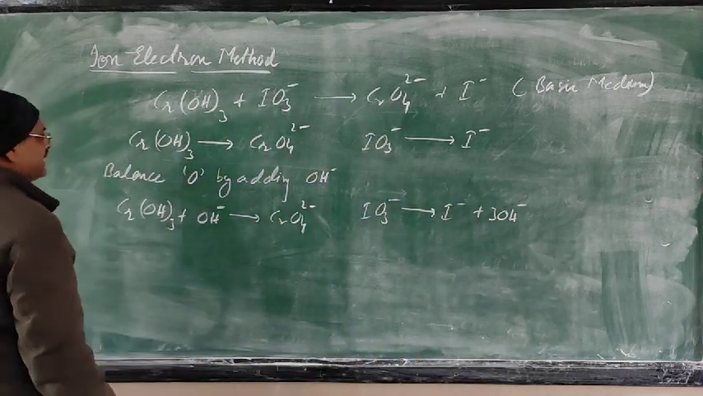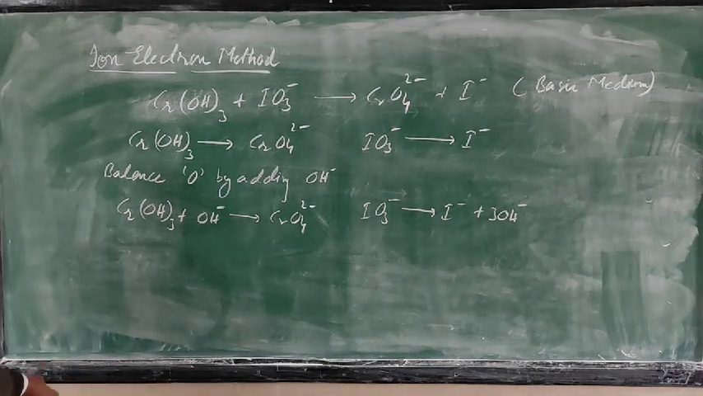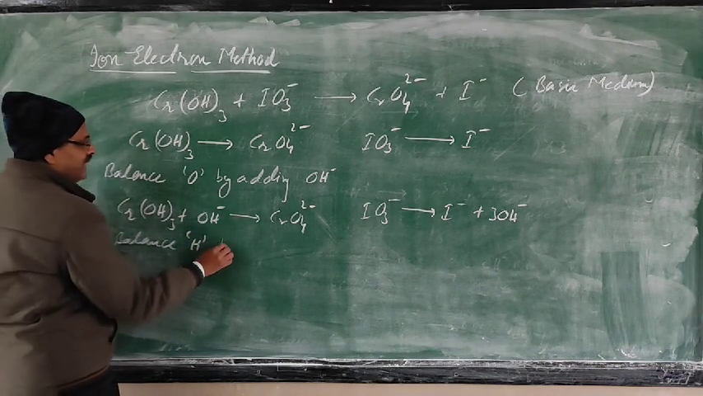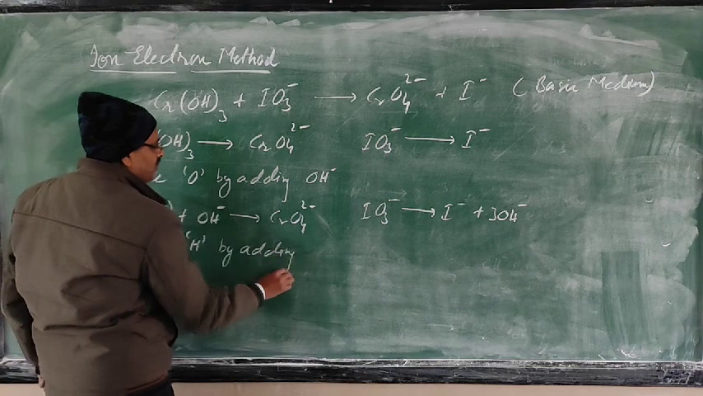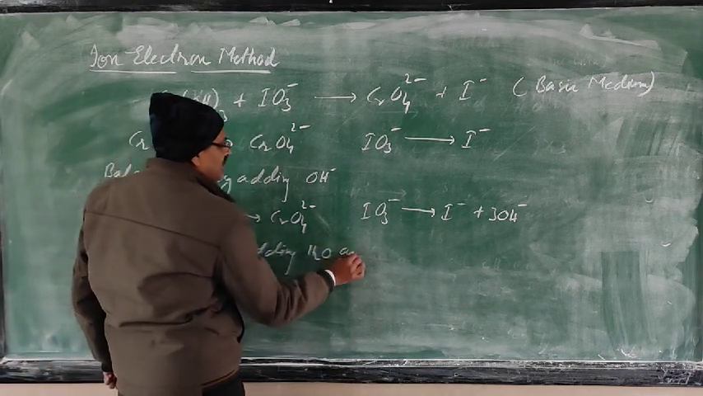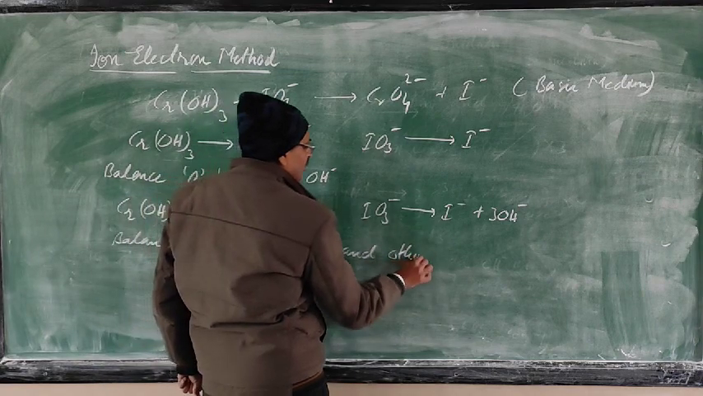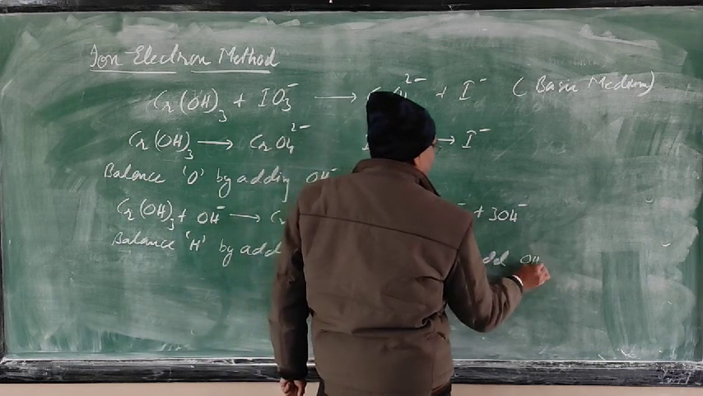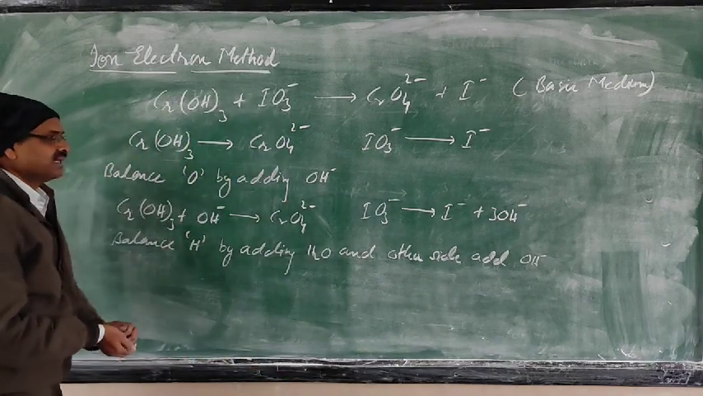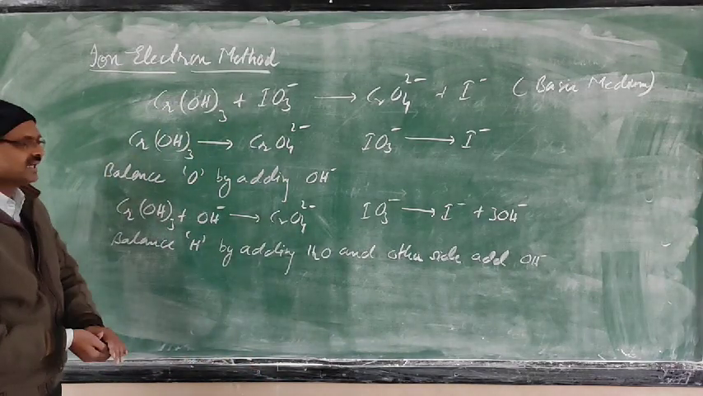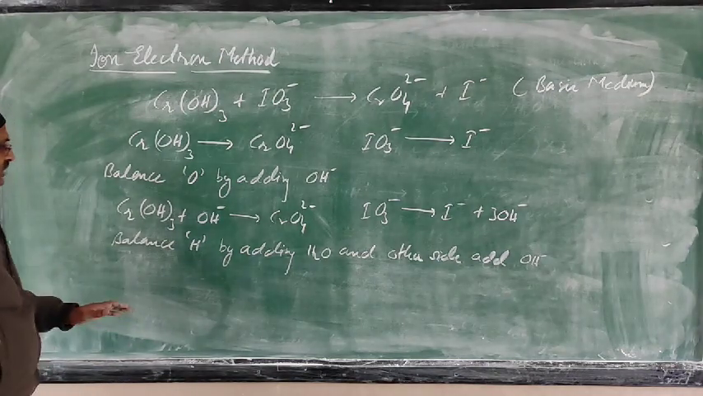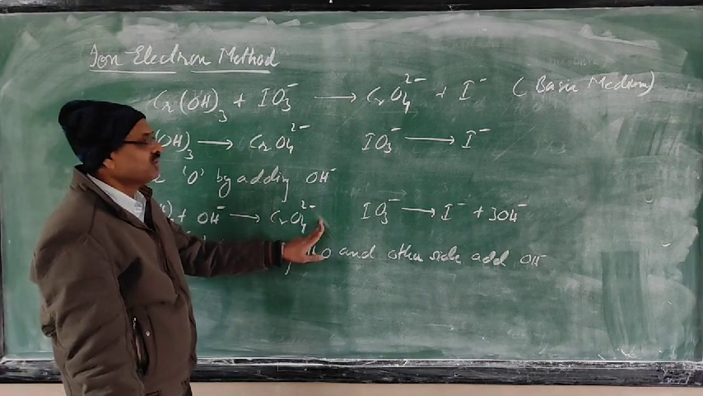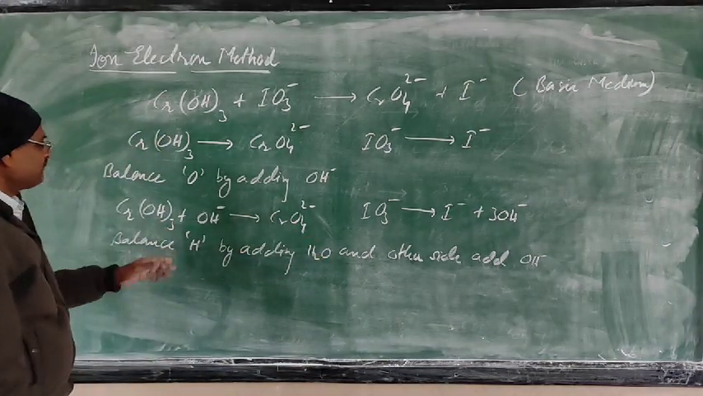Now balance hydrogen by adding H2O on one side and OH minus on the other. It means see how many hydrogen atoms are fewer, add that many water molecules, and on the other side the same number of hydroxyl ions. So counting here, hydrogen atoms 3, 1, that is 4. On the other side there are none, so you add 4 water molecules on that side, and here you add 4 OH.